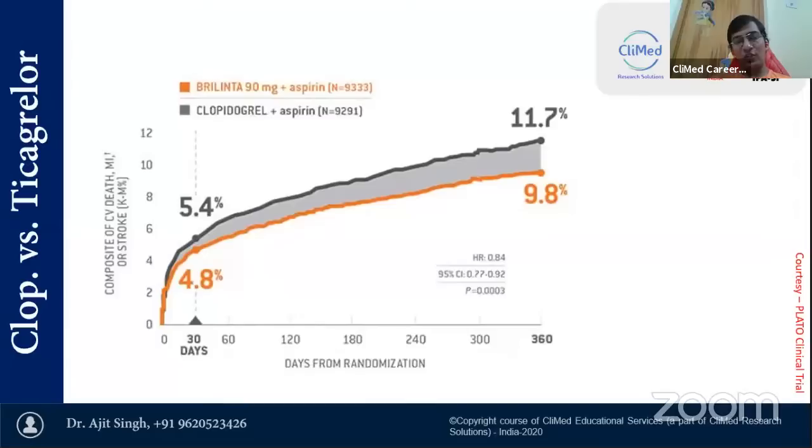So here we can see all the endpoints: composite of cardiovascular death, MI, or stroke. In that case, ticagrelor is very efficacious, and it is showing fewer endpoints, only 9.8%, where clopidogrel is showing composite endpoints of 11.7%, and the p value, as we can see here, is just 0.003. That means it is very significant in the comparison between these two drugs. So the PLATO trial showed that ticagrelor is very efficacious and very good over clopidogrel, right?